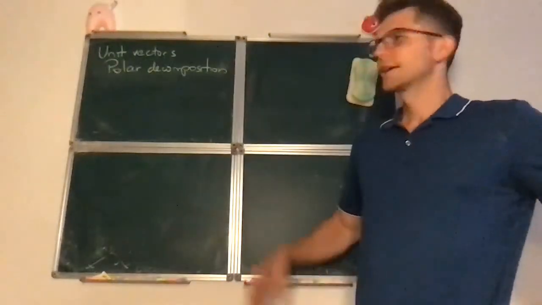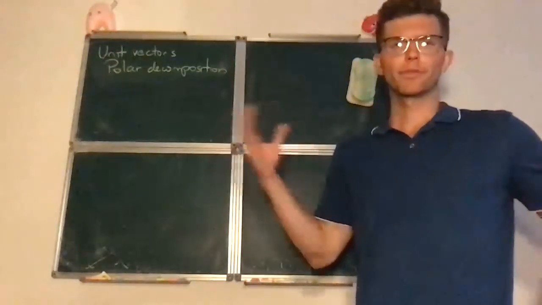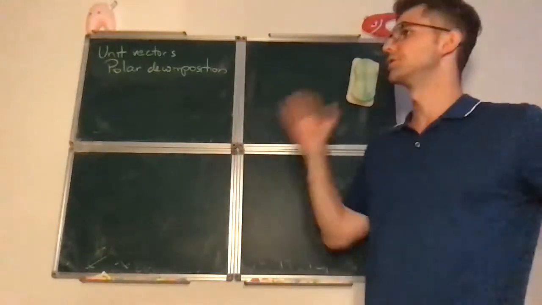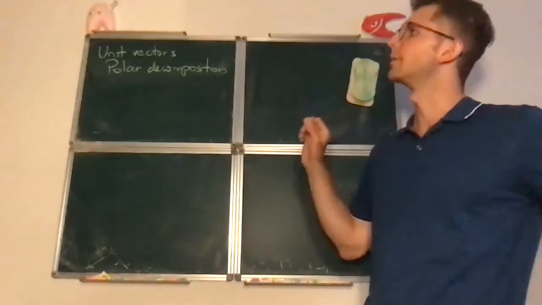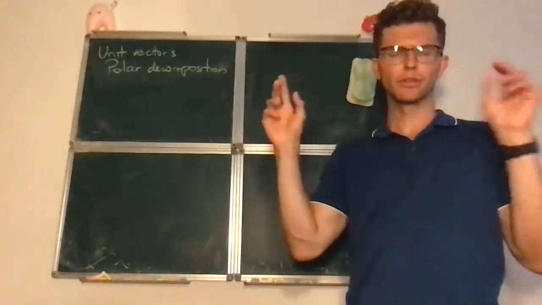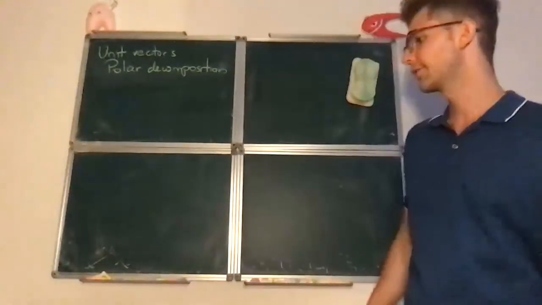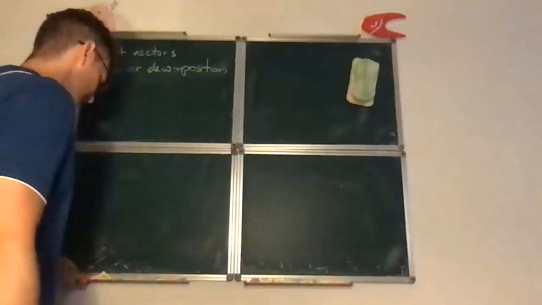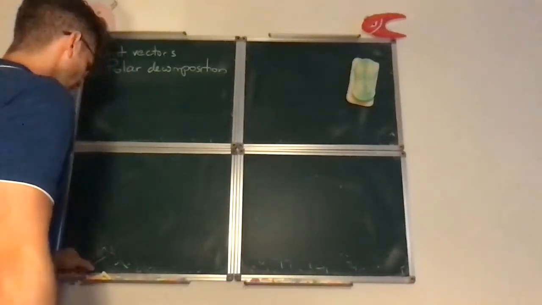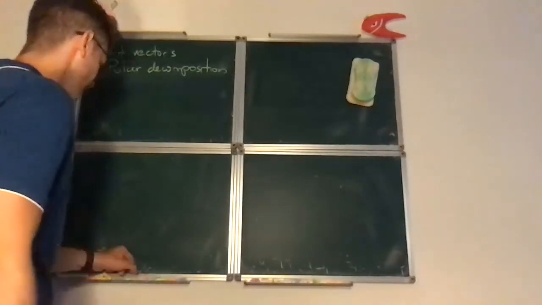Okay, so before I explain to you the formula for the orthogonal projection, it's useful to know a little bit about unit vectors and what's known as the polar decomposition of a vector. So let's discuss this for a second.